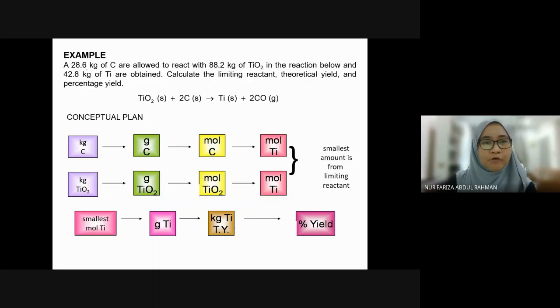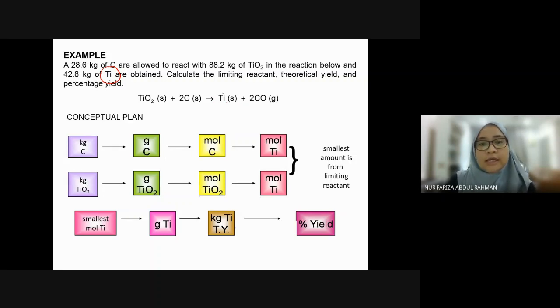28.6 kilogram of carbon are allowed to react with 88.2 kilogram of titanium dioxide in the reaction below, and 42.8 kilogram of titanium are obtained. Okay, all right. So given the masses for all the reactants and product, in this case, our targeted product is titanium. Okay, so you may be asking, madam, we have two products here. So which one is our focus?